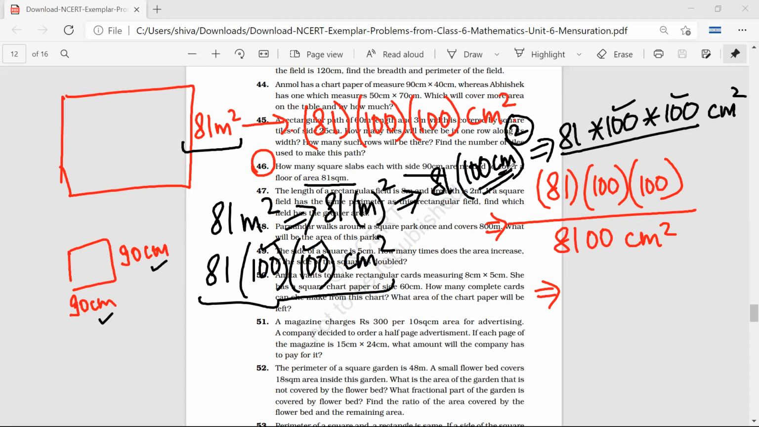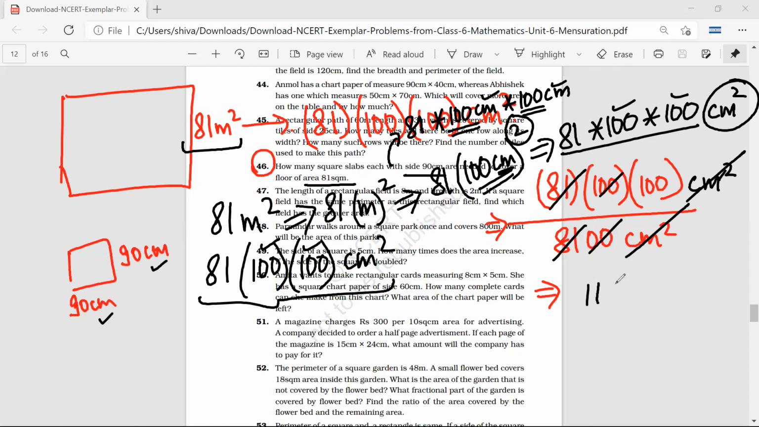But then this centimeter is coming twice. Because I can write this as 81 into 100 centimeter into 100 centimeter. So this is my 100 and 100 and this is my centimeter square. Oh, okay, sir. I understood. So this is my centimeter square. This is my centimeter square. This will get cancelled. And my answer would be 100 tiles. Is there a doubt still? No, sir, I forgot to add the square.